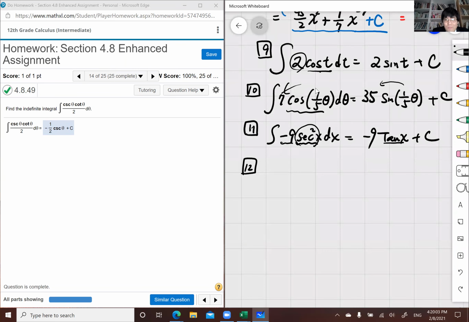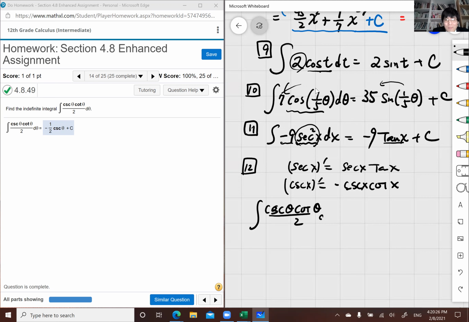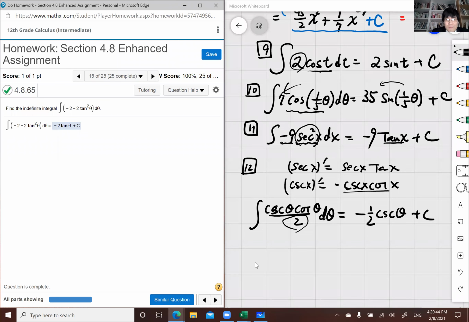Okay, so since the derivative of secant is secant tangent, and the derivative of cosecant is cosecant cotangent, but you have to have the negative here. Okay, so the integral of cosecant cotangent divided by 2 is, from here, going to be just a negative cosecant theta. And you just multiply it by 1/2.